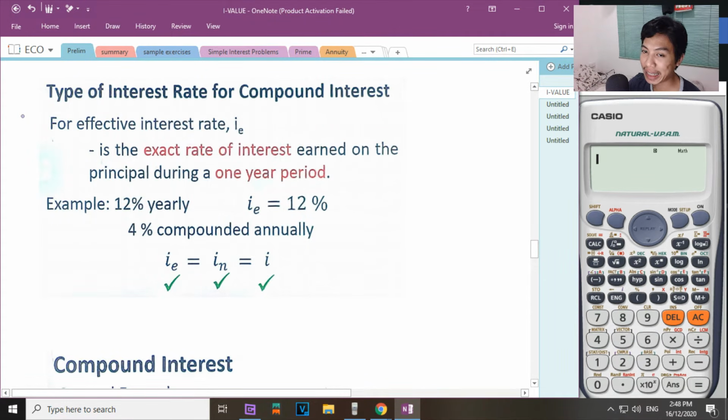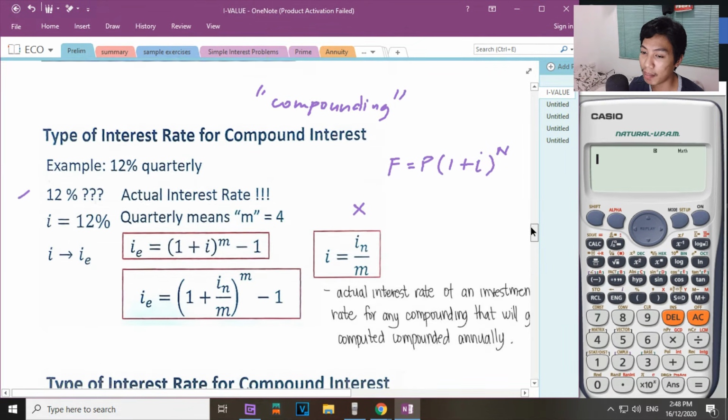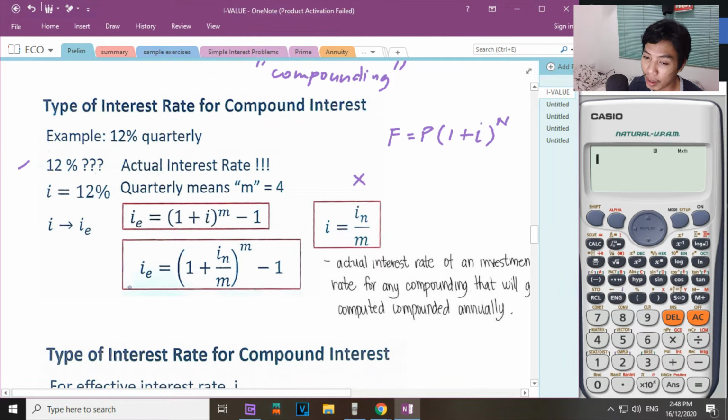For effective interest rate, it is the exact rate of interest earned for a principal during 1 year period. Ngayon, i-convert natin siya. Kung meron kang 12% yearly, i-convert mo siya to compounded annually. Mamaya, pakita natin yon. Okay? May formula po ba dyan? Ito yung formula, mga ma'am, mga sir. Ayan. The effective rate of interest. Ibig sabihin, yung compounded term mo, ita-translate mo lang siya in any mode. Ita-translate mo into an annual mode. Ayan, ang ating effective interest rate.